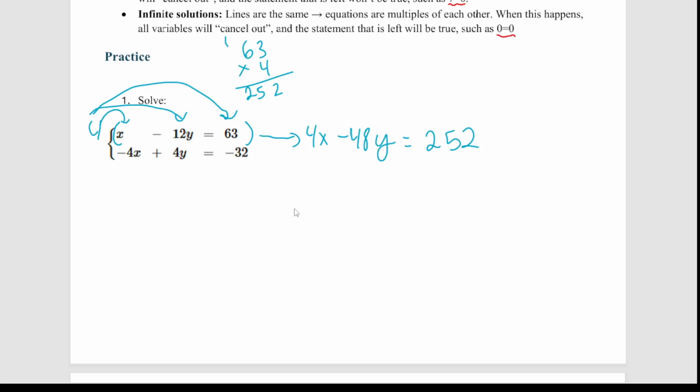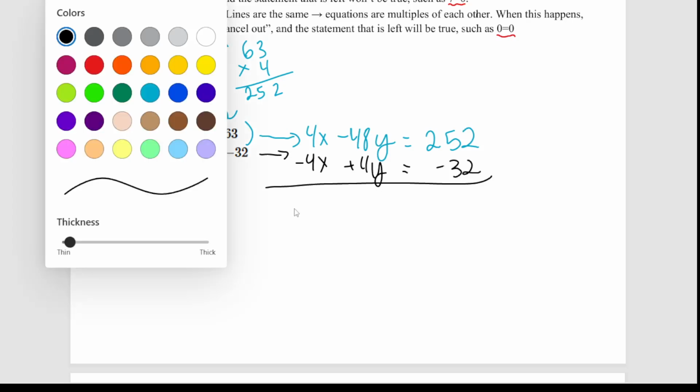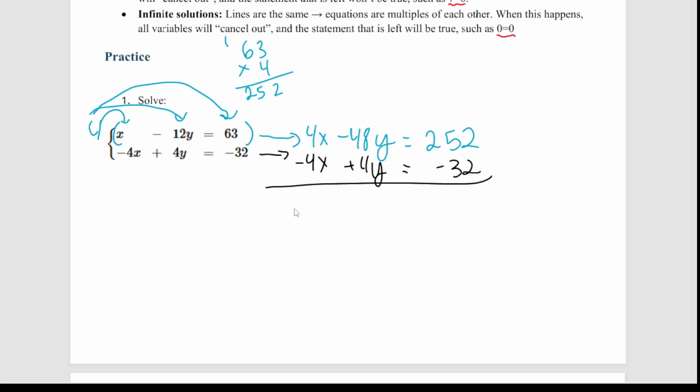And then the other equation, I'm just going to rewrite exactly as is. Now you might be wondering, why didn't you just multiply the second equation by 3 to eliminate y? You could have done that too. Tomato, tomato, they're both going to work. Now we're ready to go ahead and just add straight down.